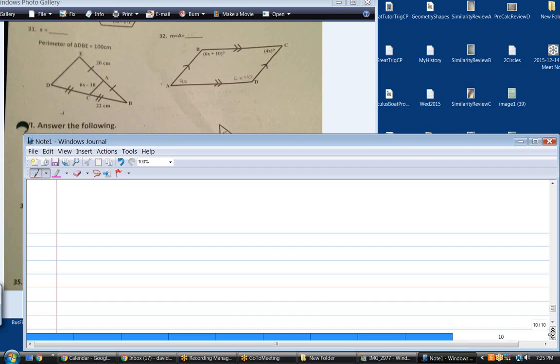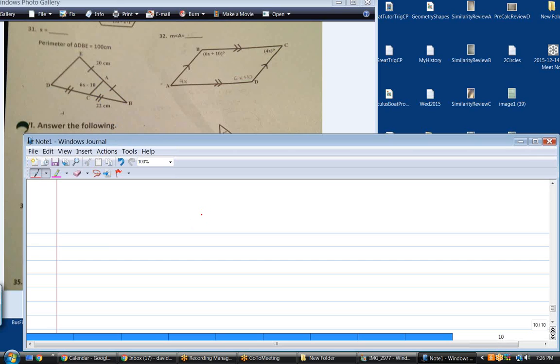In 31, what's that line right there called? The mid-segment. And it can be with triangles or trapezoids. And they do the same thing. They bisect the two sides that they join.